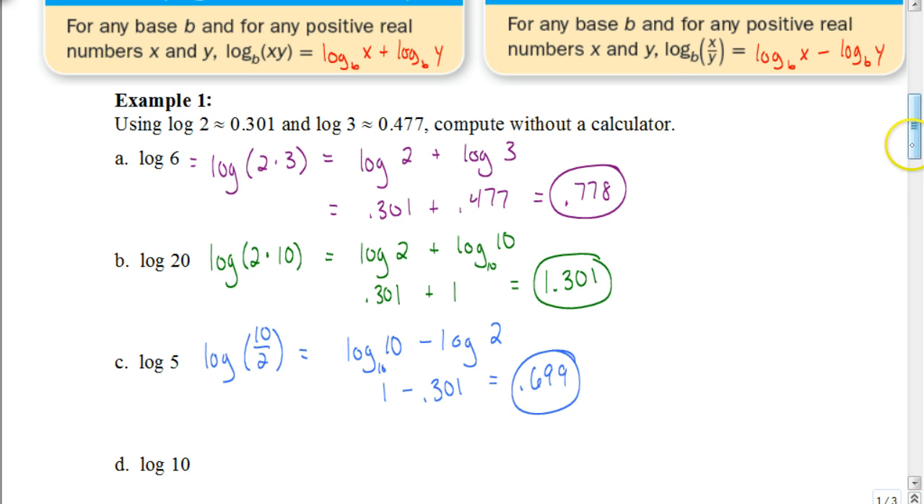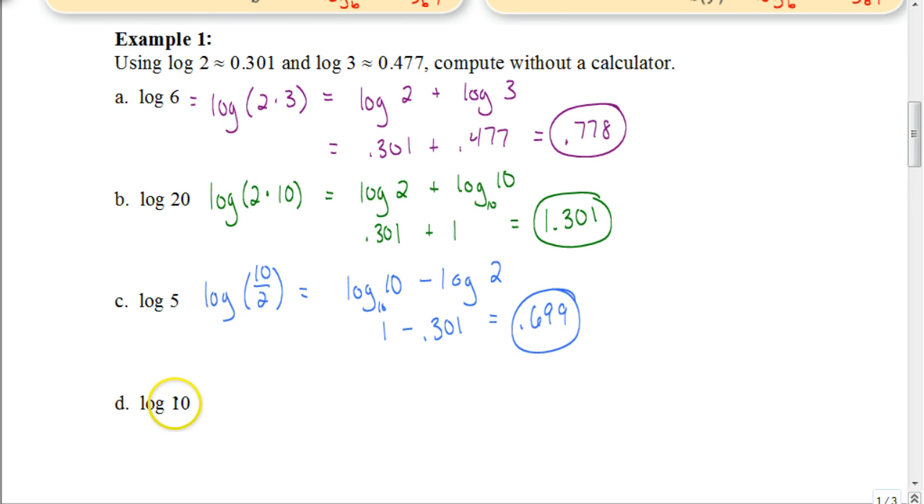Now this last one is actually a typo. This should be 50, the log of 50. So you might say, well, wait a minute, I don't know how to do that one. Well, sometimes we can use one of our previous answers to help us get this answer.